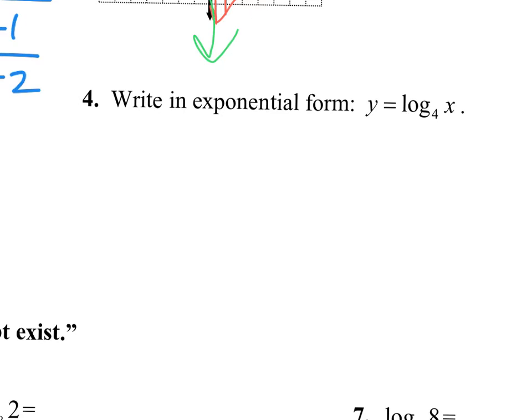All right, number 4, write in exponential form, how would you write that? 4 to the y power equals x. 4 to the y equals x. Okay? Remember your base, the one that's down low, base, like a basement, is the base of your number with the exponent. Okay? And you're always solving for an exponent, so the standalone is your exponent.